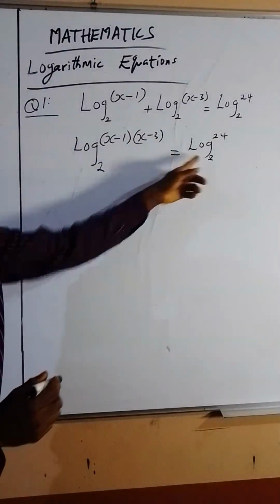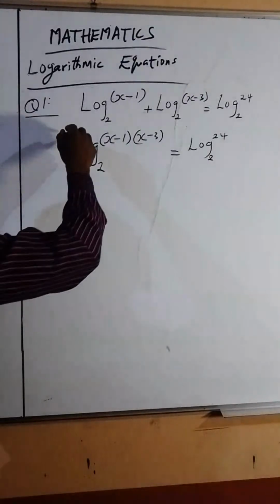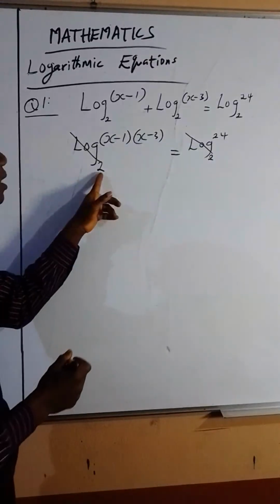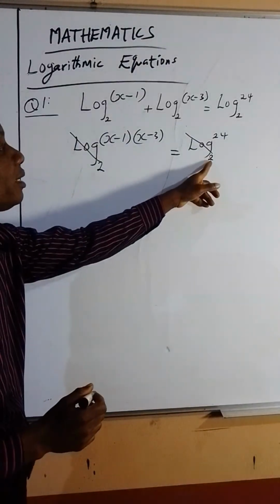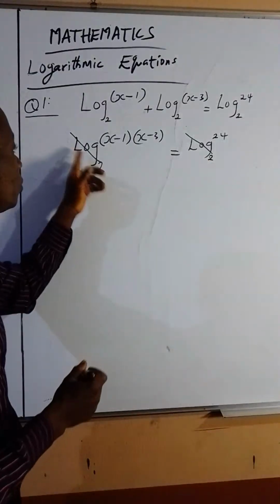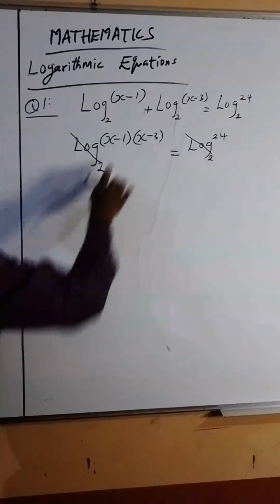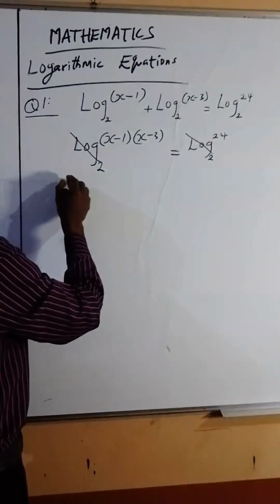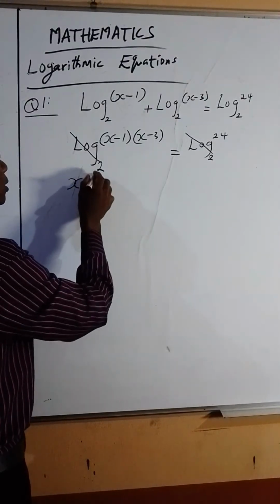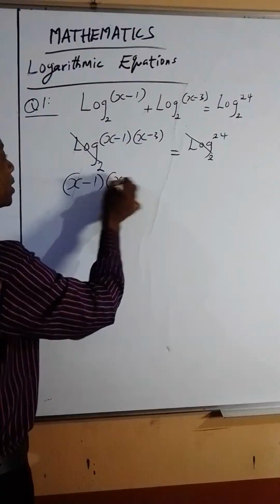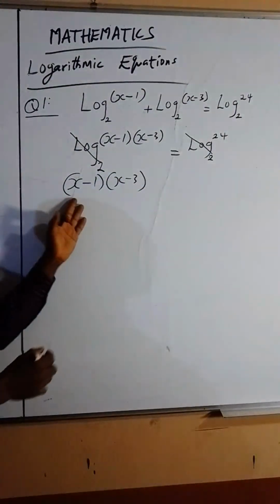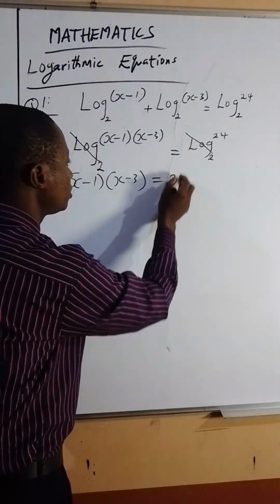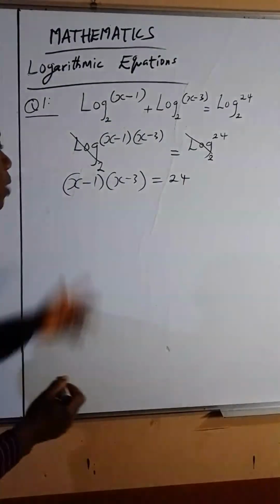Once we finish this level, the next phase is for us to nullify the logarithms to the base of 2. You can see this is to the base of 2 and this is to the base of 2. So we just nullify the logarithms, all right? Once we nullify the logarithms, we equate the numbers. And so we are now going to have x minus 1 and x minus 3, and this is equal to 24.